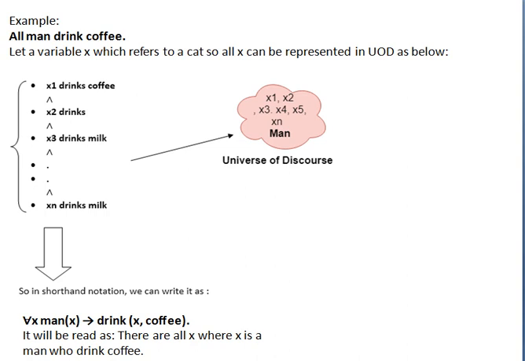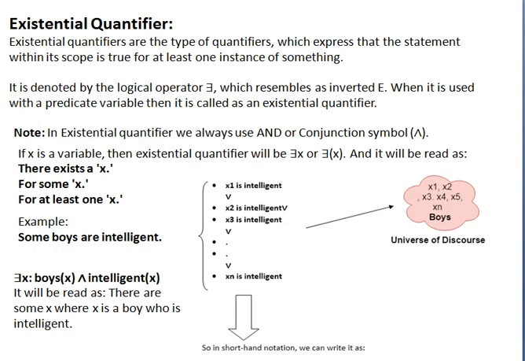So we can write as universal quantifier all x, where x is man, implies drink x comma coffee. X is a man who drinks coffee. We can read as for all x, where x is a man, who drinks coffee.